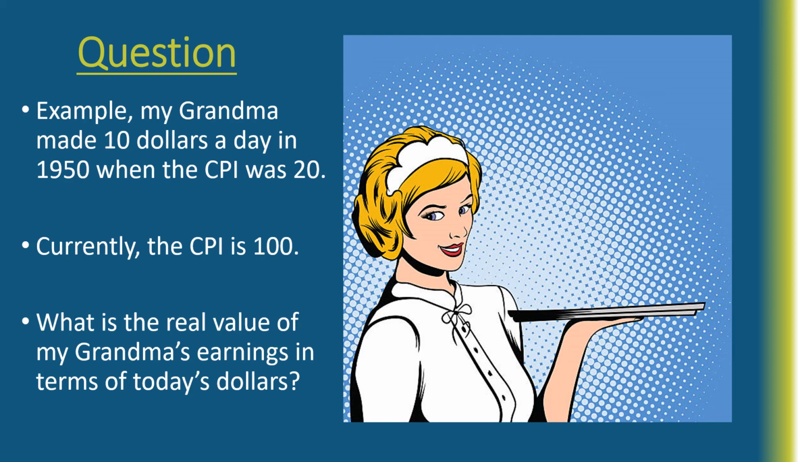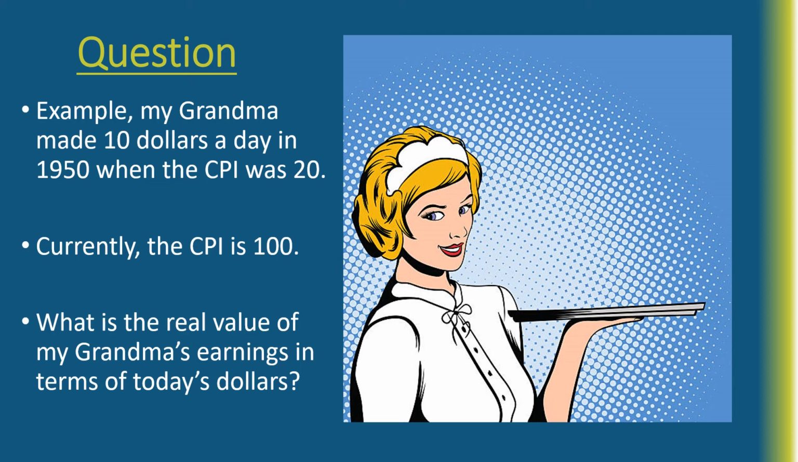What this question is essentially asking us is, hey, my grandma way back in the day made $10. Was that a lot of money? Was that a little money? How do we compare it to making money now, right? Is $10 in 1950 the same thing as making $10 now? What is the real value adjusted for inflation, right? What is the real value of my grandma's earnings from 1950?